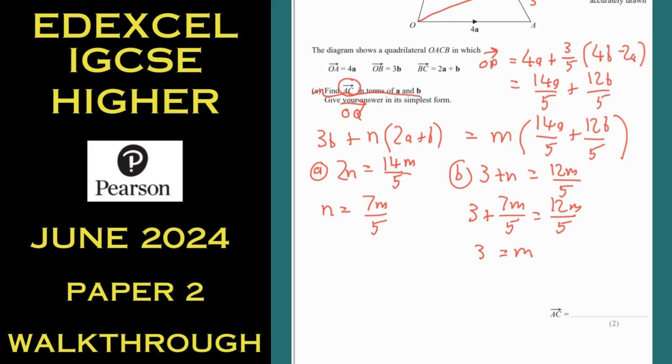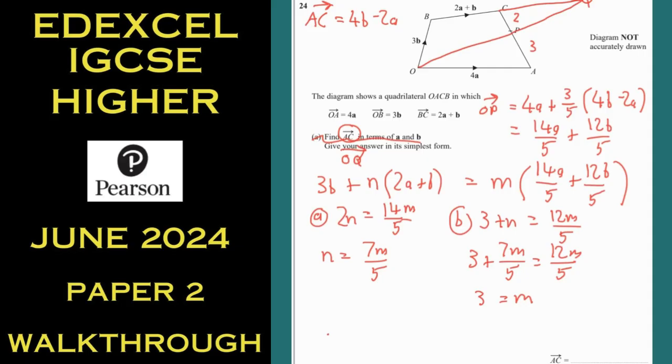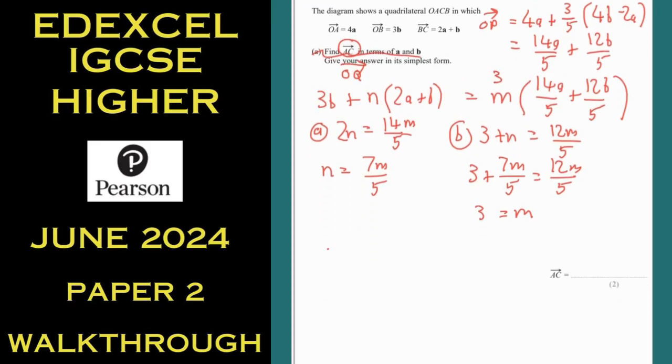That means you can now express, because you don't need n, by the way, you can now just go that O to Q. Let's just remember, by the way, where was m? M was the multiple that went next to OP. So we're just going to replace. So OQ is 3 lots of all that. So that means 3 lots of 14A over 5 plus 3 lots of 12B over 5. And there we go.